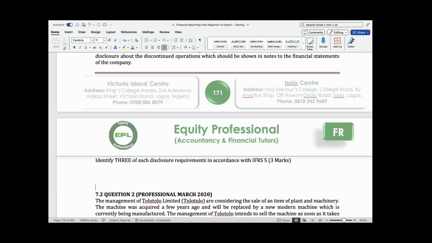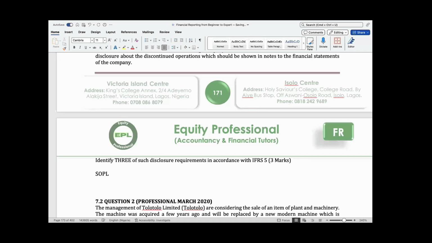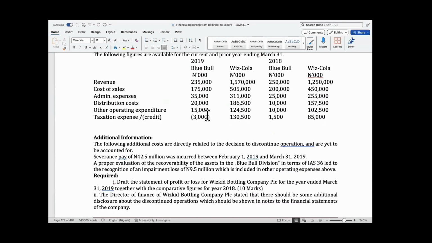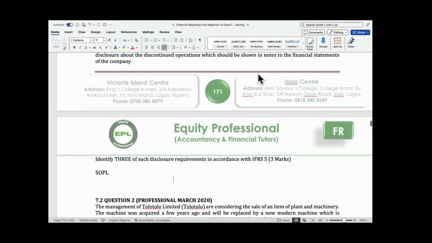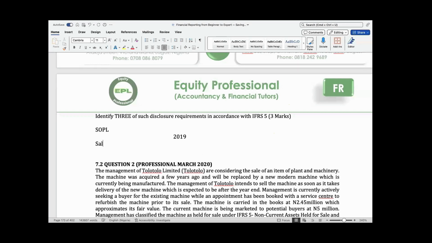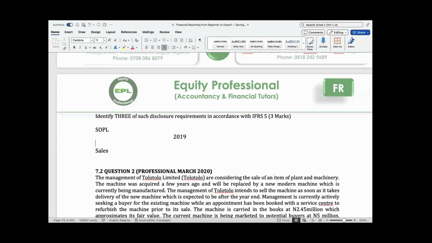So very quickly, your statement of profit or loss will look like this. The same thing you do for 2018. The major impact is just 2019, but the question wants you to do for 2018 and 2019, and it's the same thing I do for 2019 that I'll do for 2018. So let me just do 2019. So you have sales. Don't forget, you have Blue Bull.